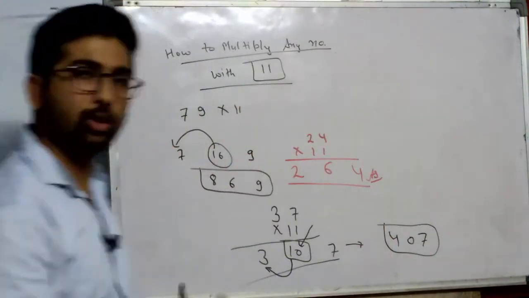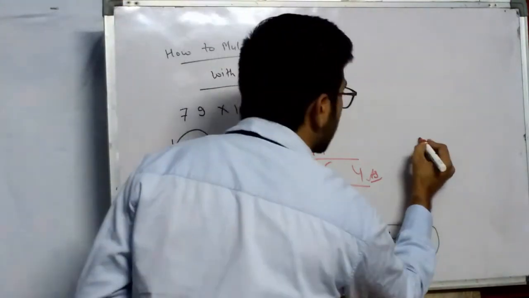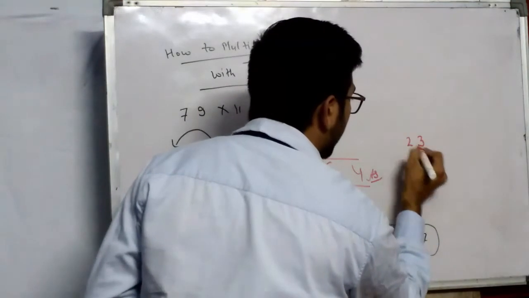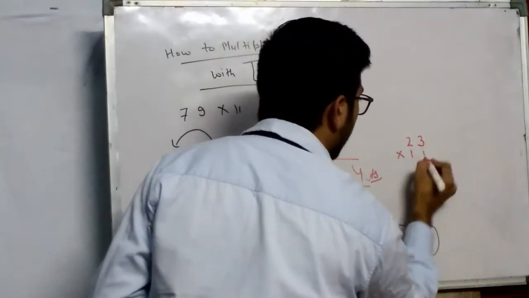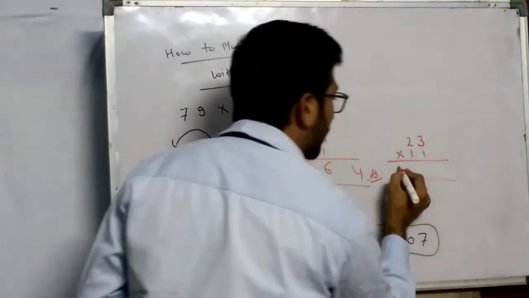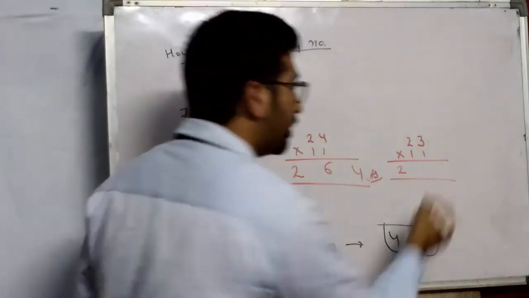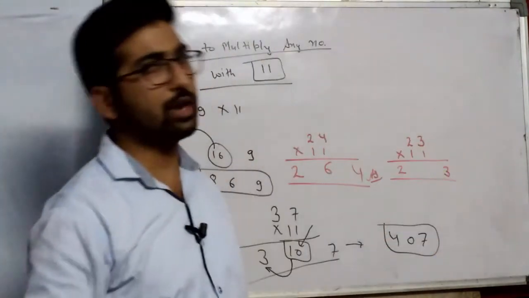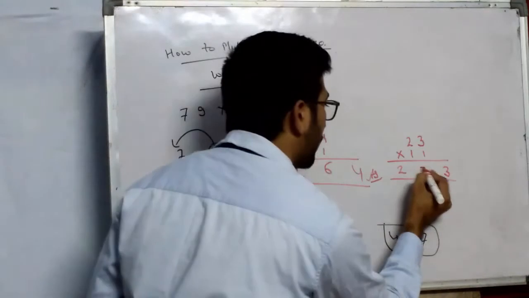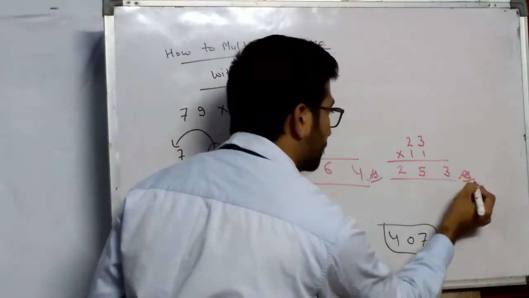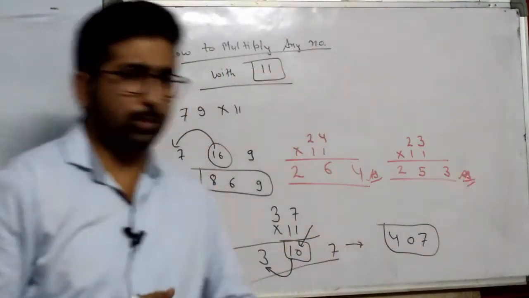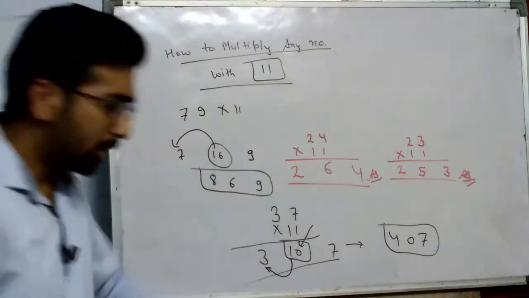Now again, one more last example of multiples of 11, that is 23 into 11. Again you will write the left side number on the left side, the right side number on the right side, then we will add both the numbers: 2 plus 3 is 5. This is your answer. I hope you do not have any doubt in multiples of 11.